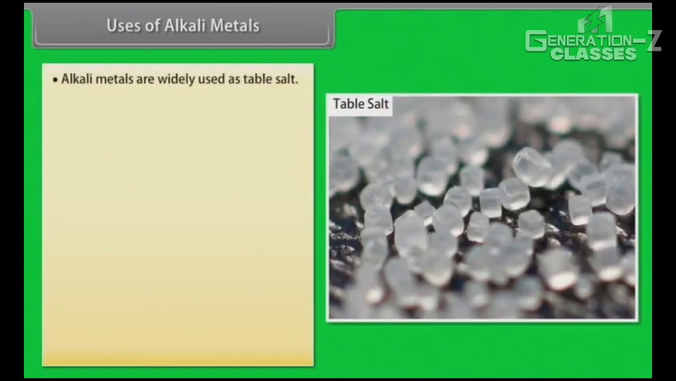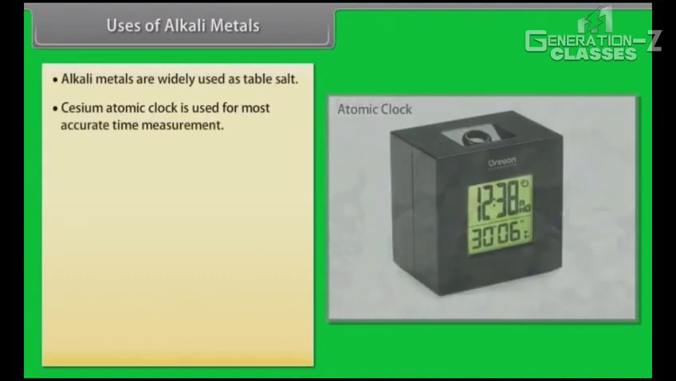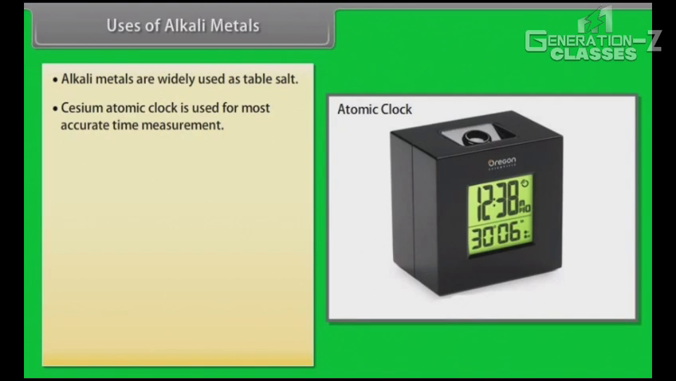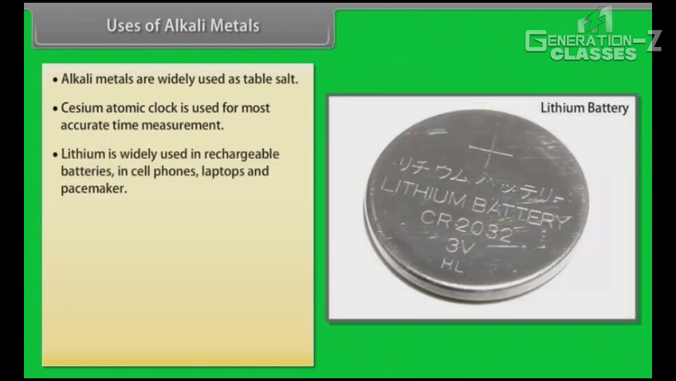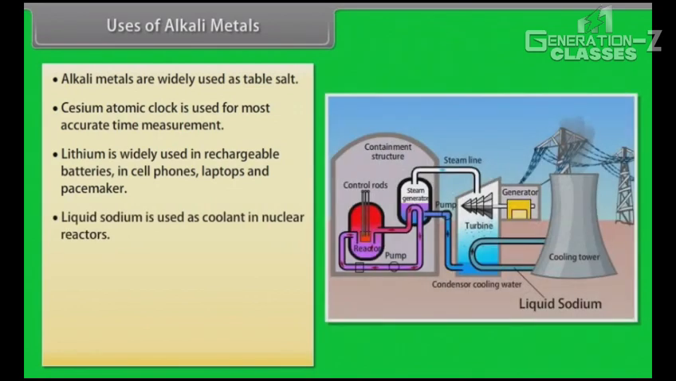Uses of alkali metals. Alkali metals are widely used as table salt. Caesium atomic clock is used for most accurate time measurement. Lithium is widely used in rechargeable batteries, in cell phones, laptops and pacemakers. Liquid sodium is used as coolant in nuclear reactors.